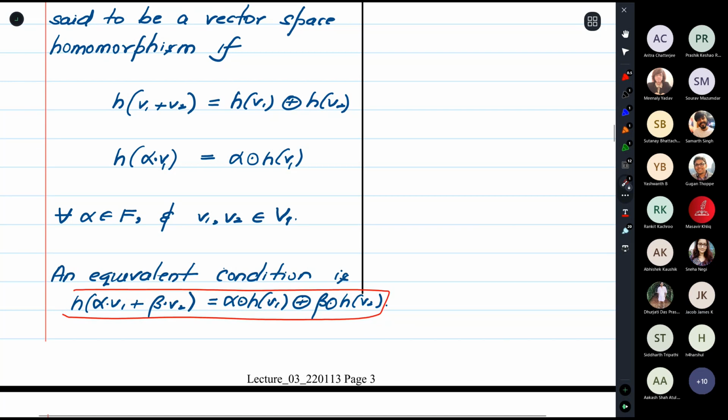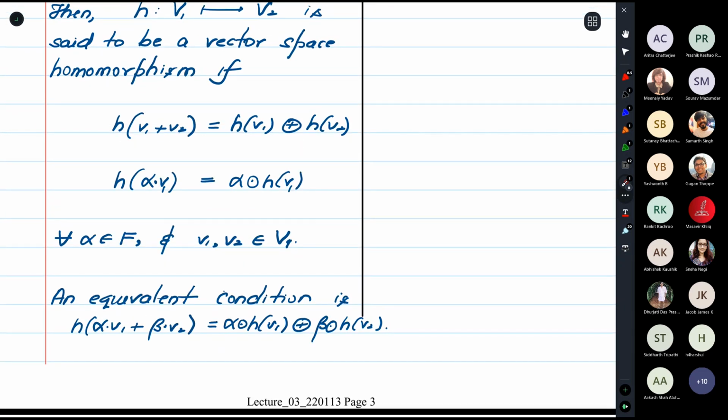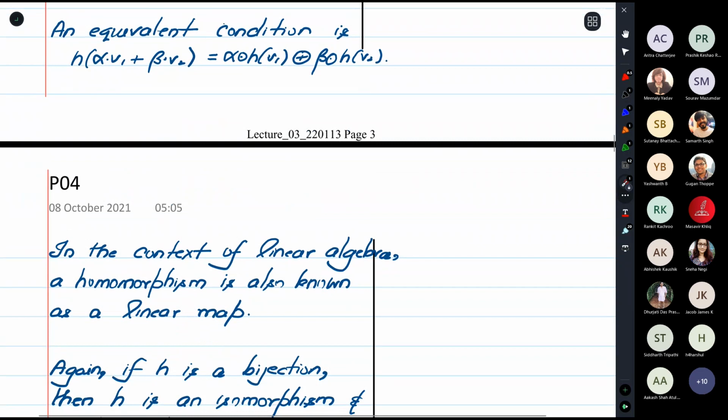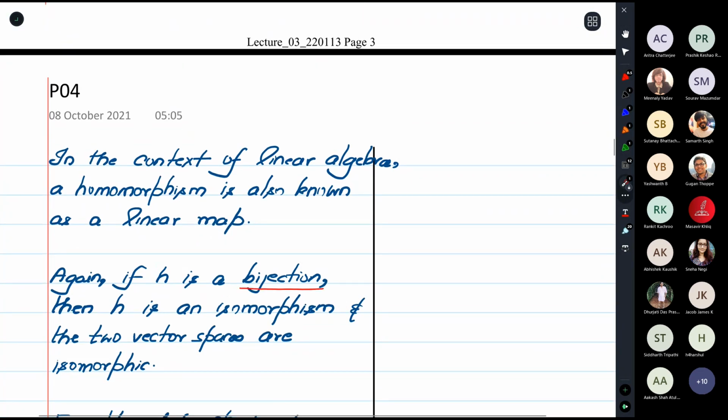We say that a function h between two vector spaces is linear if this property holds true. Although in linear algebra people keep calling this the linearity property, if you look at it from the algebraic perspective, you will see that this is just the vector space homomorphism property. In the context of algebra, we will refer to this as vector space homomorphism. And if h is a bijection, then h is actually an isomorphism, and the two vector spaces are said to be isomorphic.